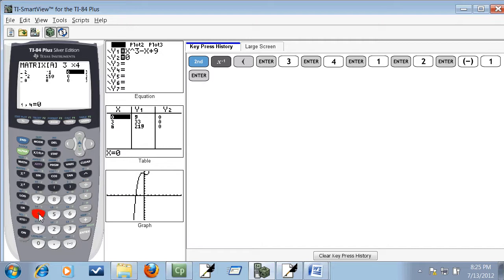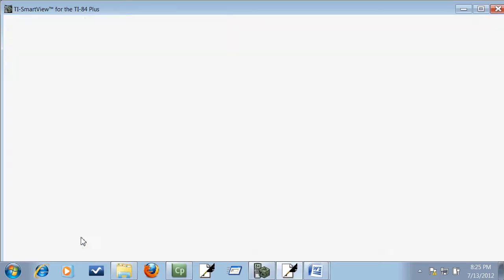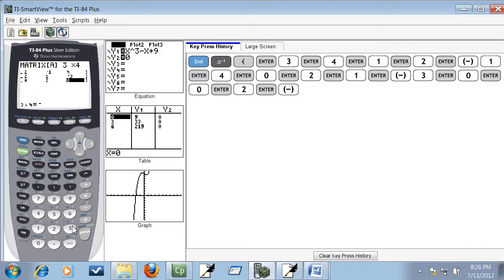4 enter, 0 enter, 2 enter, 1 enter, -3 enter, 0 enter, 0 enter, 2 enter, -4 enter. And make sure you exit out after you get the numbers input. So you do a second mode to exit out.